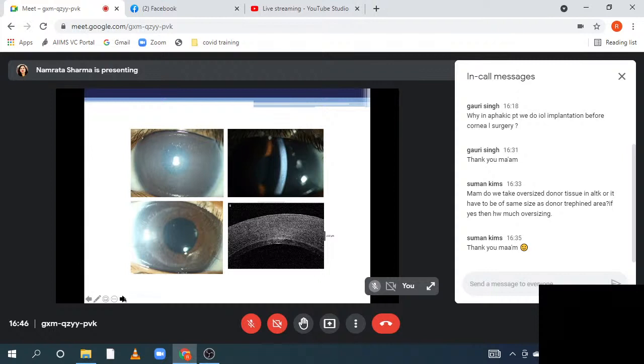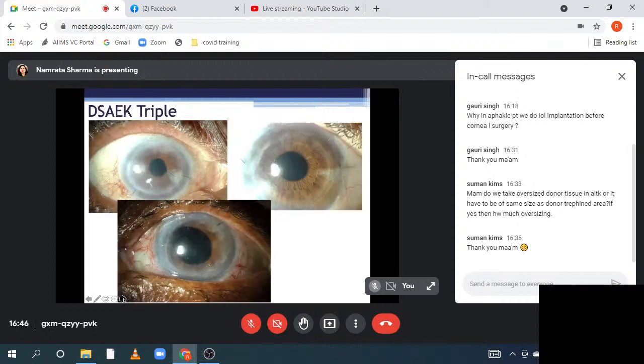And if you had to do a full thickness penetrating keratoplasty, you can imagine that this child has to live for so long, there would be 100 other problems related to sutures. But now that doesn't occur. Now, these are just to show some of our DSEC triple cases with the DSEC and the cataract surgery that were done.